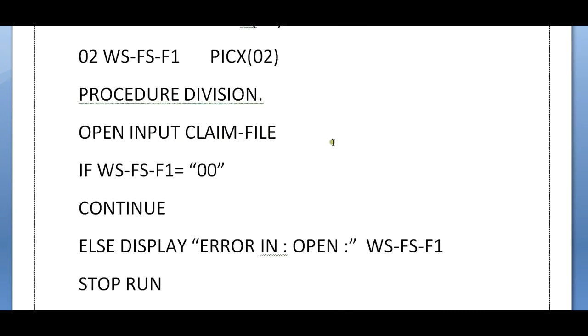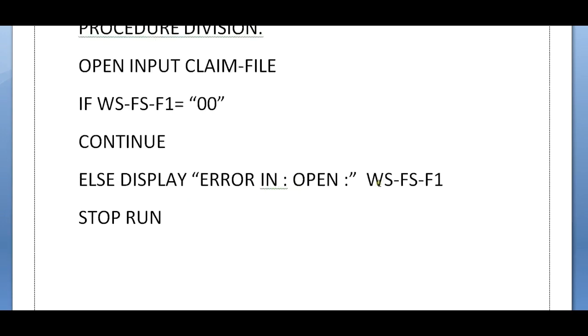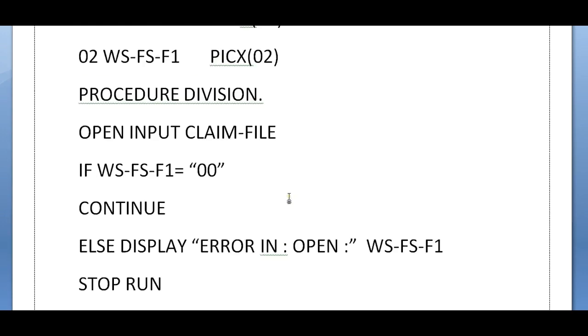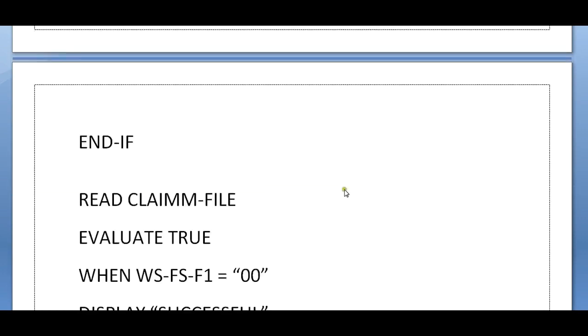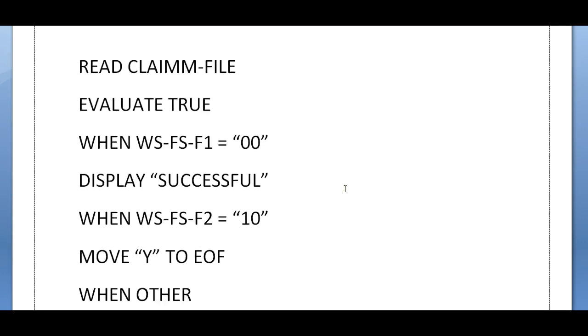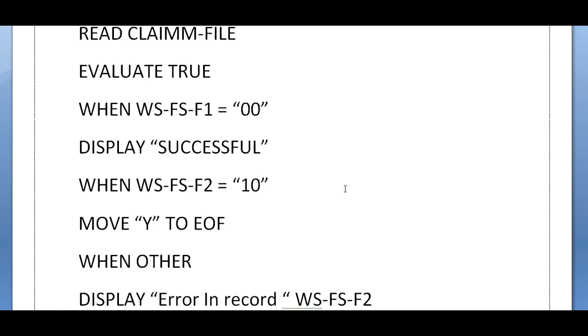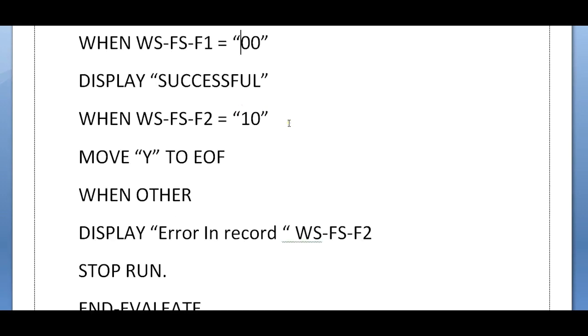Then OPEN INPUT CLAIM-FILE. IF WS-FS1 equal to 00, it can continue, else DISPLAY error in open WS-FS1. Here I'm trying to check whether the file exists and is able to open or not. If it is not successful, I display the error and STOP RUN. If it is a success, then continue and read the claim file the same way. EVALUATE TRUE. WHEN WS-FS1 equal to 00, display success.